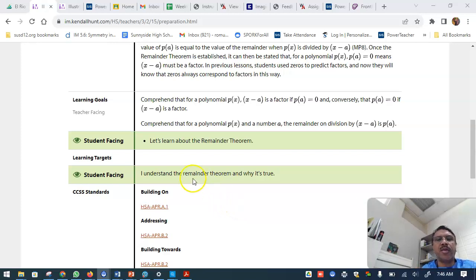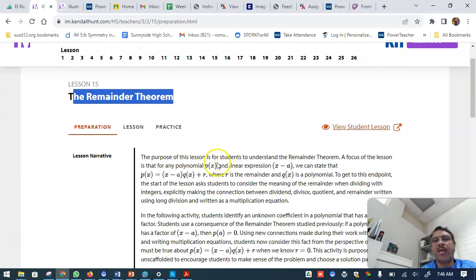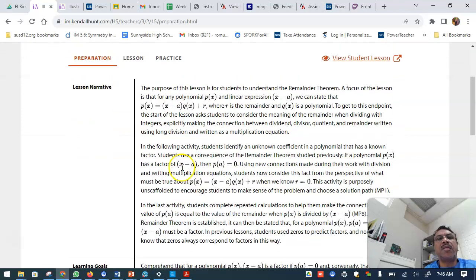Okay, hello students. Here I'm working on Unit 2 Algebra 2 lesson number 15, and this is about the remainder theorem. Before I begin the practice problem, I just want to walk through what the remainder theorem is.